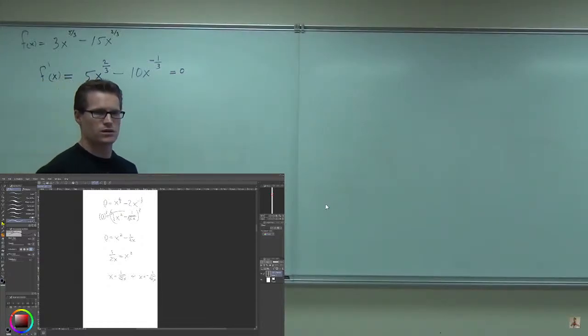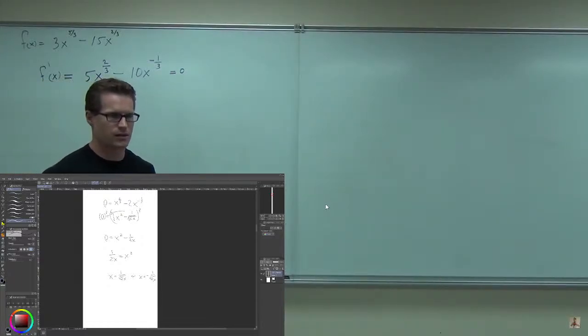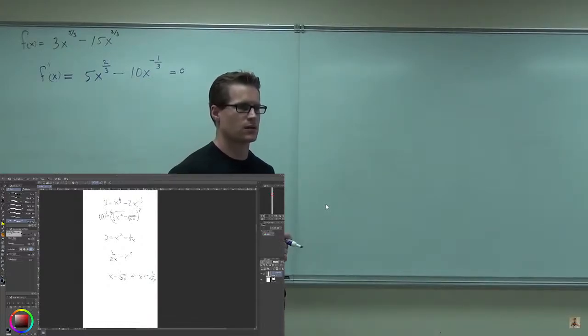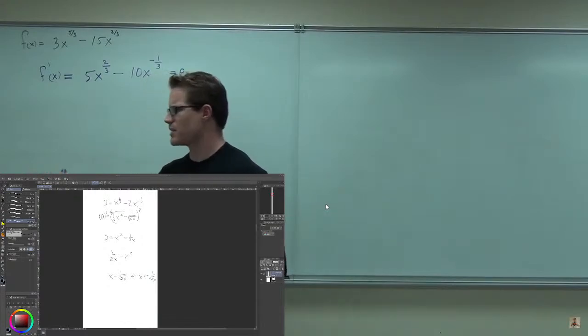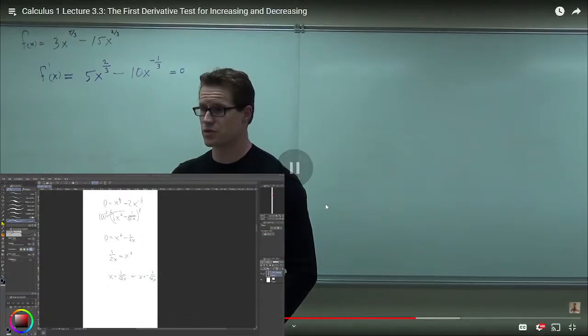So far, so good. Now, how do you solve that? Factor out 5x to the negative 1/3. Factor out the 5x, very good, and you choose the smallest power, not the largest one. The negative 1/3.